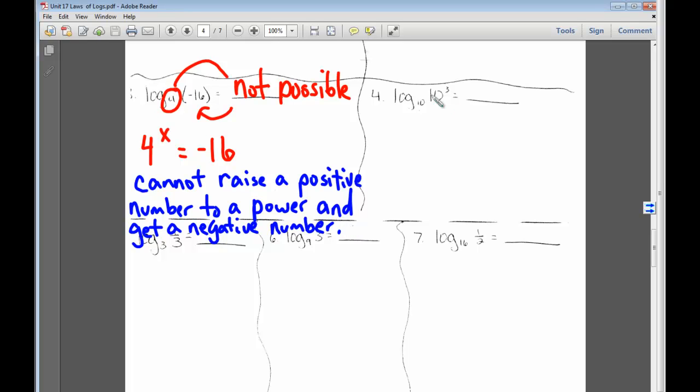Example 4. 10 raised to some power equals 10 to the third. Remember, as long as the bases are the same, we can set the exponents equal to each other and solve. And our blank is 3.